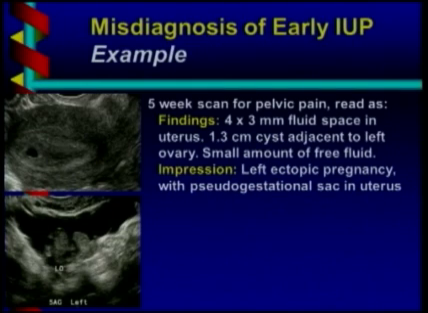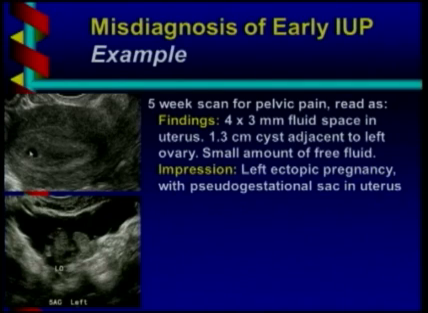Here are some examples of that mistake before I talk about how to avoid it. These next couple of slides are real-life cases where this mistake was made. The two images on the left demonstrate an ultrasound. This is a sagittal view of the uterus. This is a view through the left adnexa. This was done as a 5-week scan for pelvic pain, and it was read as a 4 by 3 millimeter fluid space in the uterus.